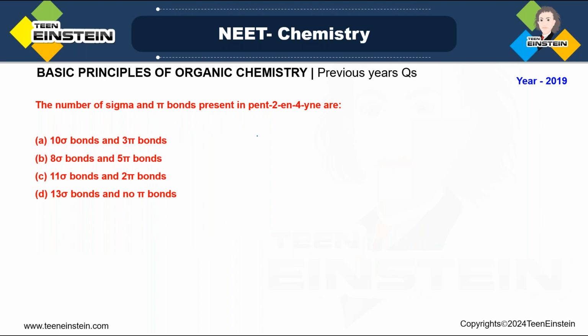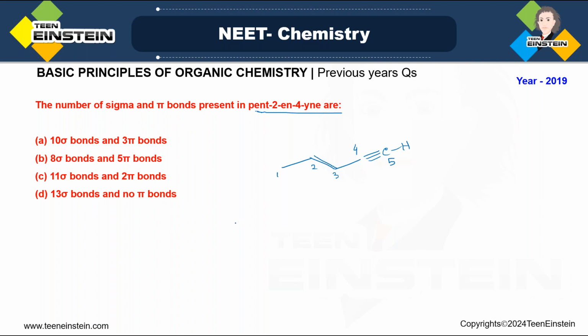The number of sigma bonds and pi bonds present in this molecule. So we will draw this molecule first. Pent means total 5 carbon. 1, 2, 3, 4. And at 4 position there is an ion. So number 5 position you will have this type of carbon and then hydrogen. At 2 position there will be a C=C double bond.